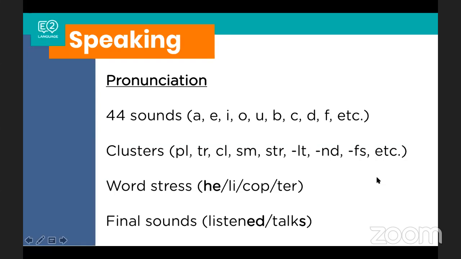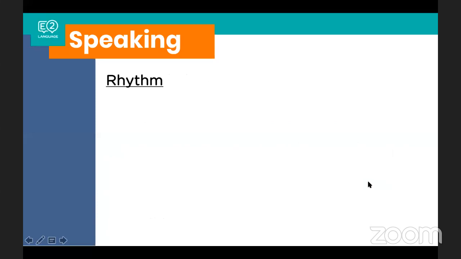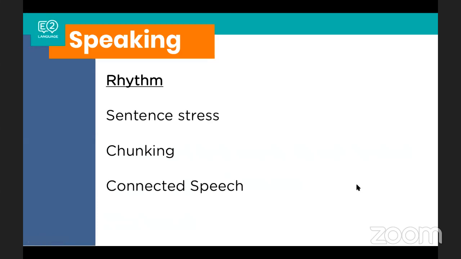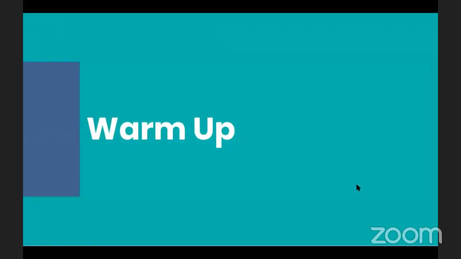So those final sounds. So there are the elements of pronunciation, but then there's more, because then there's the how you combine all of the sounds into spoken language. Let's just call it rhythm. So in rhythm, you have sentence stress, which I'll show you in a minute. You have chunking, which I'll also show you in a minute, and you have connected speech. And that's what we're going to look at in today's class.